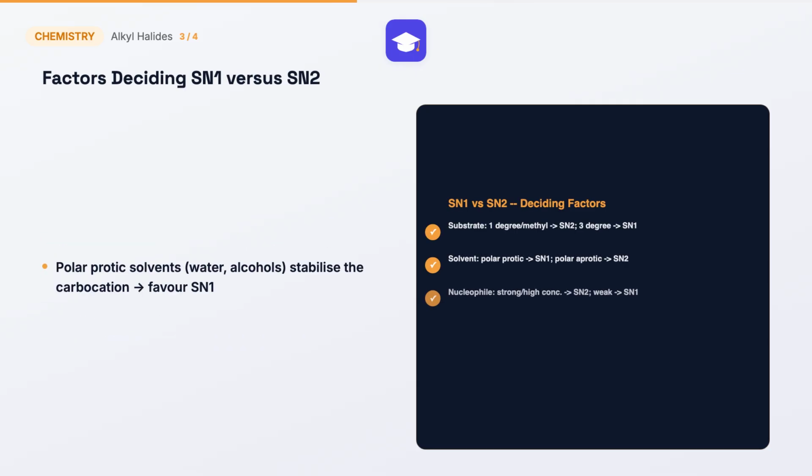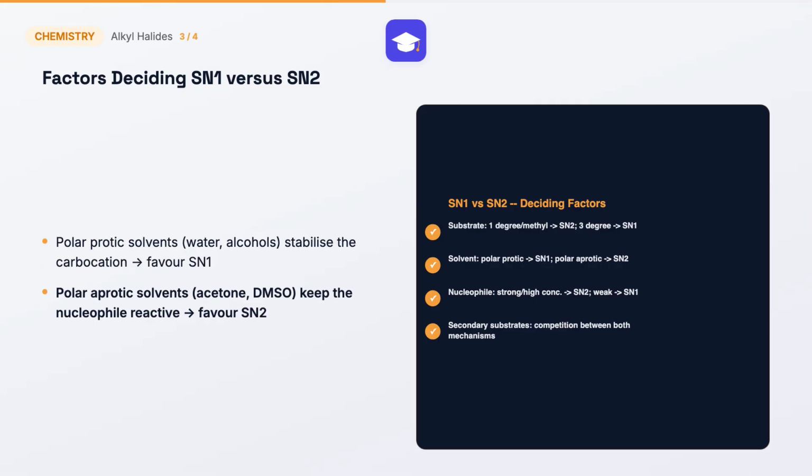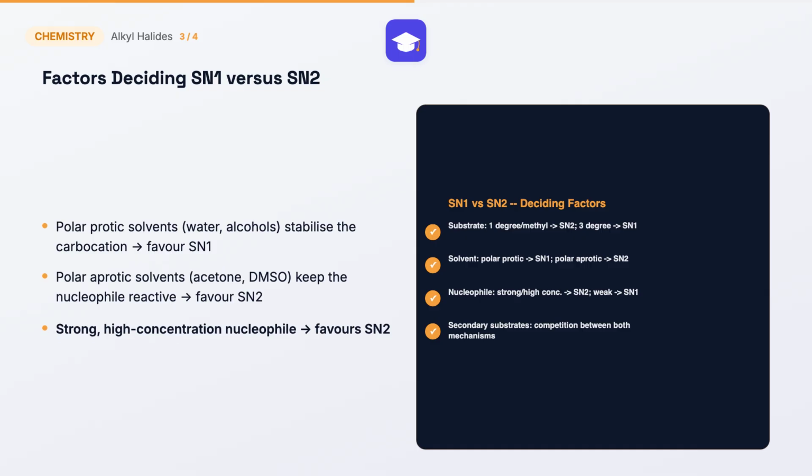Beyond substrate structure, the solvent tips the balance too. Polar protic solvents, like water or alcohols, stabilize the carbocation intermediate and favor SN1, while polar aprotic solvents, like acetone or DMSO, don't solvate the nucleophile as strongly, keeping it highly reactive and favoring SN2 instead.